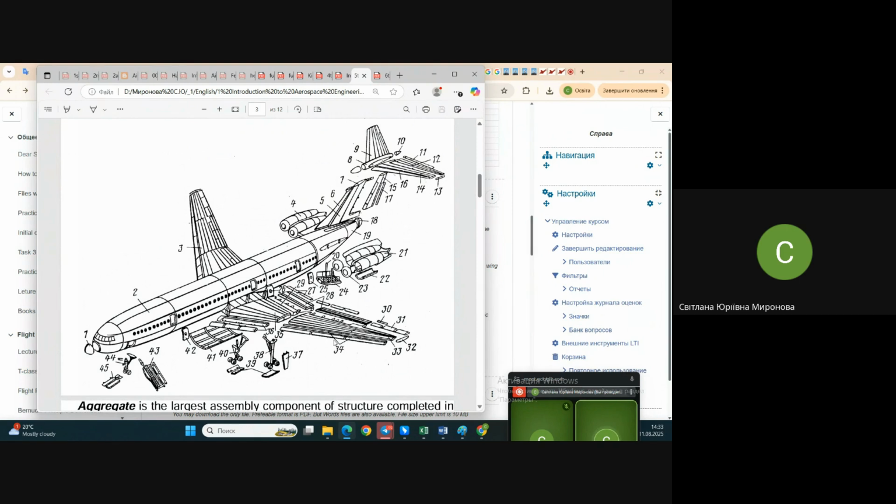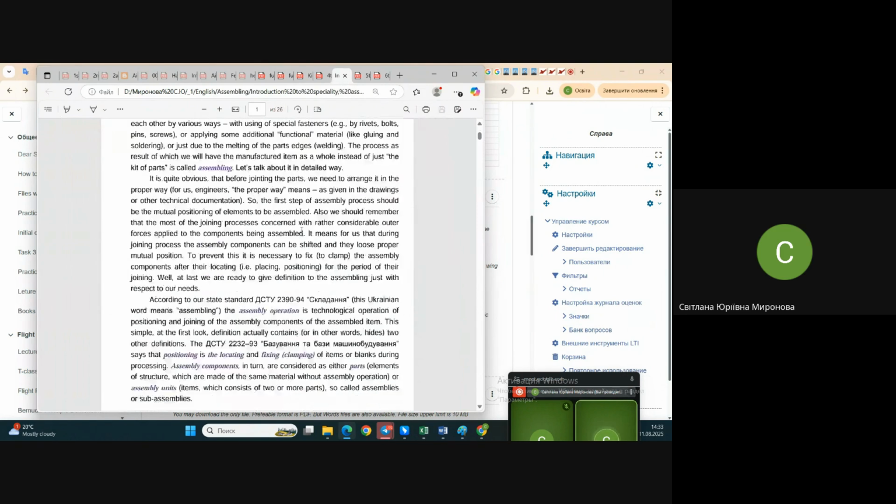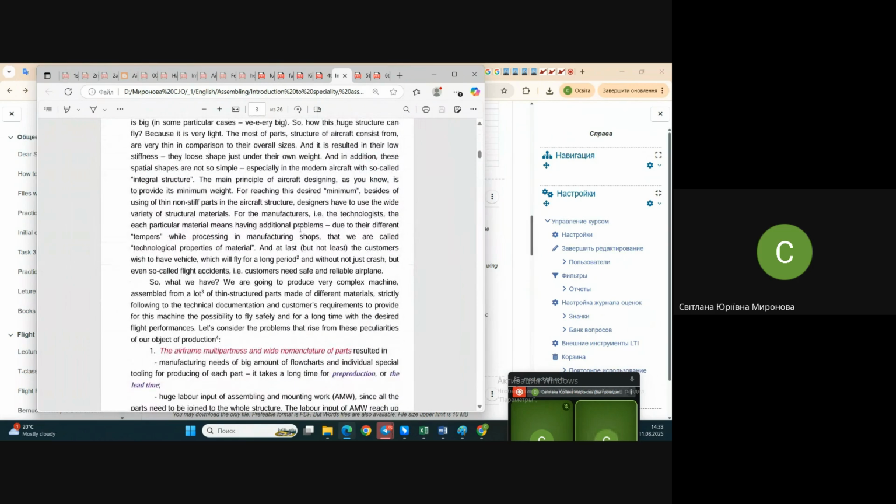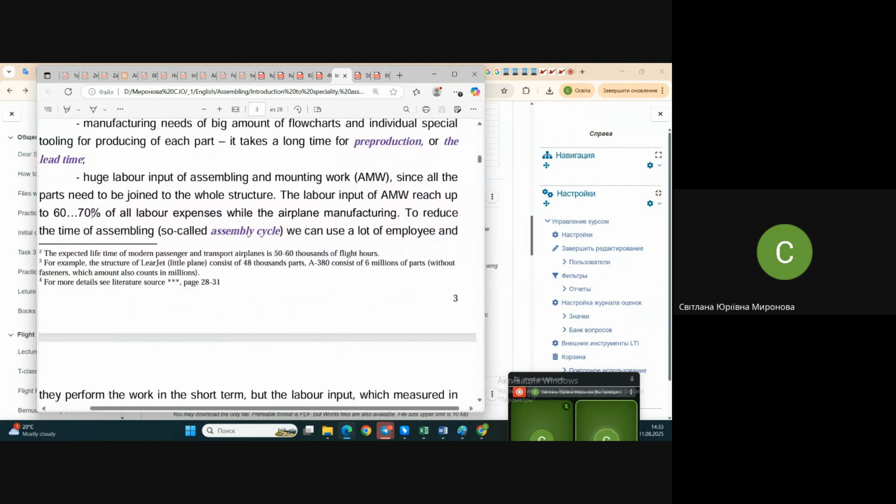We have millions of parts. In order for you to imagine, I have an example in one of the files that I will send you after the class. Here it is. What does it mean? A lot of parts. Look at this.